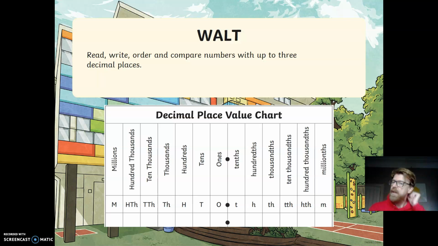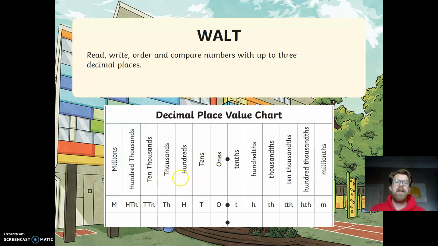So today's WALT is to read, write, order and compare numbers with up to 3 decimal places. So you've done some decimals last week, so I just wanted to make sure that we understood where we're coming from. If you haven't done last week's work, it might be worthwhile just going back. There's some videos on there as well, not starring me, but with other teachers, and they'll give you some tips on how to do this. To help you, I've included on the website the decimal place value chart, this one that you can see here in front of you. So you can print that out and keep it with you if it helps you.